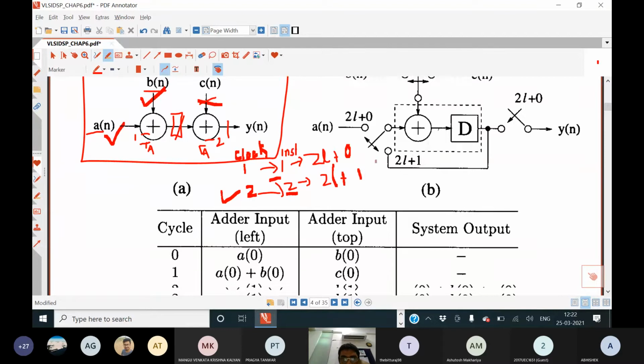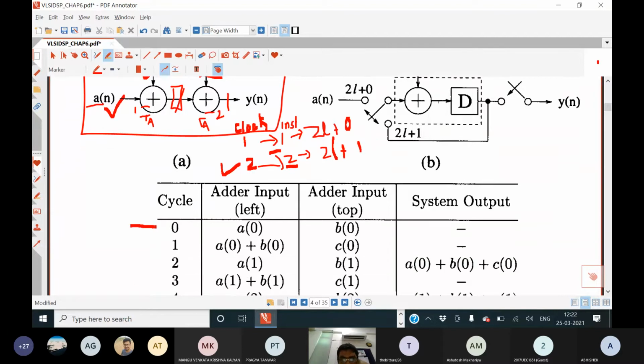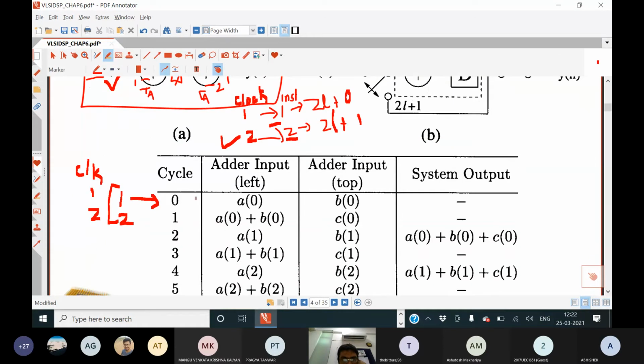Now what happens is that initially, okay, you can consider that is my first instant, that is my second instant. So that is my first set of input, or even I can define it as a clock. This is my first clock, this is my third clock. So that is nothing but my cycle. But here it is starting from 0 because I am initializing.